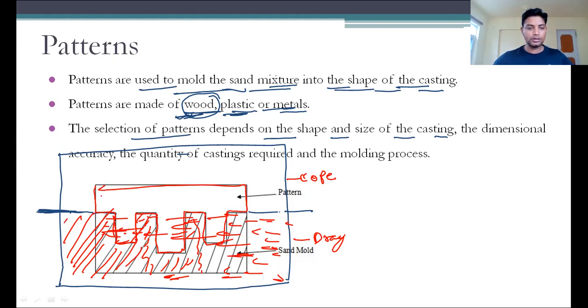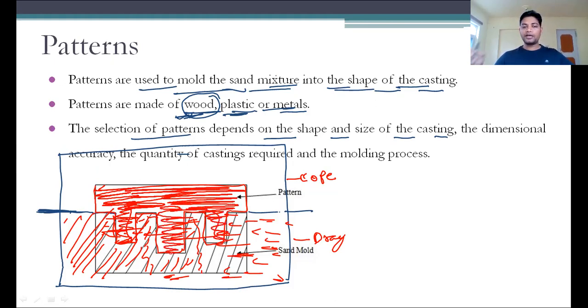Okay, this is the pattern that we have created. Now why are we creating this pattern? It is the same shape we have to cast. Whatever the size and dimensions it has, we created this pattern out of wood, and initially we insert it inside the molding sand which is available. By simple force it can be inserted.